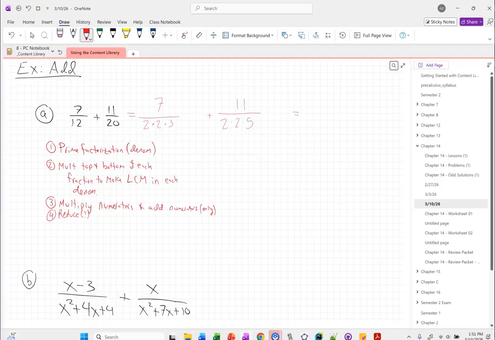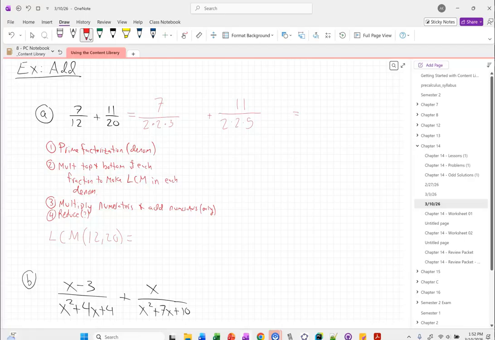Okay. Step 2 says multiply the top and bottom of each fraction to make the least common multiple in each denominator. So, what is the least common multiple of 12 and 20? 60. Great. How'd you get 60, Mark? You just keep adding until you find where 12 and 20 meet up. Okay. How are you going to do that with polynomials? That's a nightmare now, right?